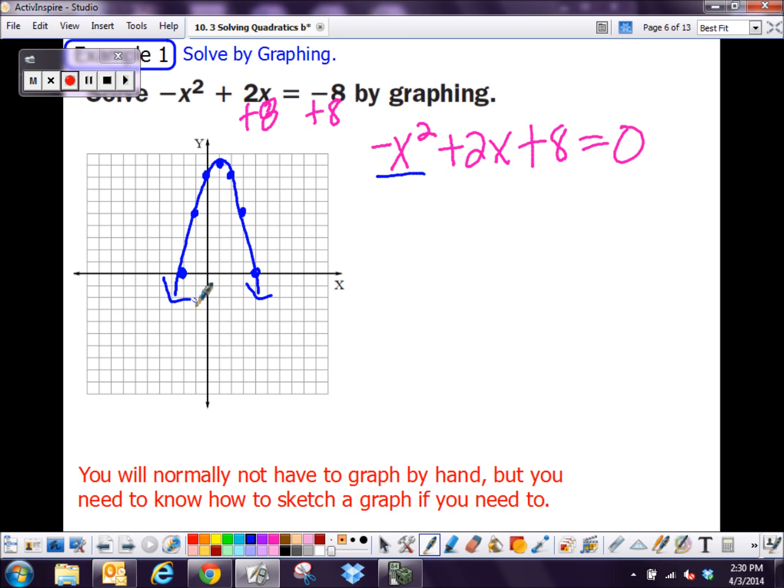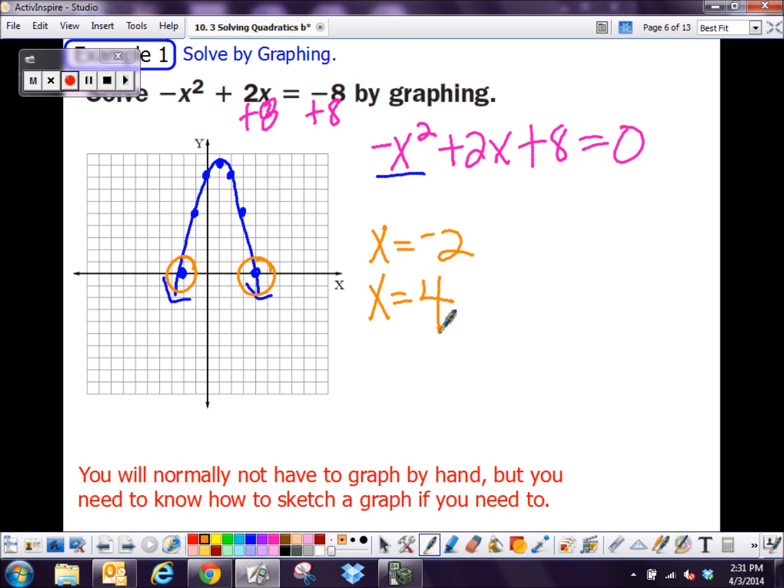Okay, so you can see right here that our x-intercepts, or our solutions, or our roots, okay, those all mean the same thing, our zeros. So you can see that our roots here are at x equals negative 2 and at x equal to 4.